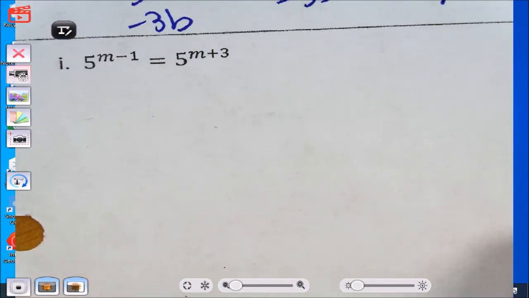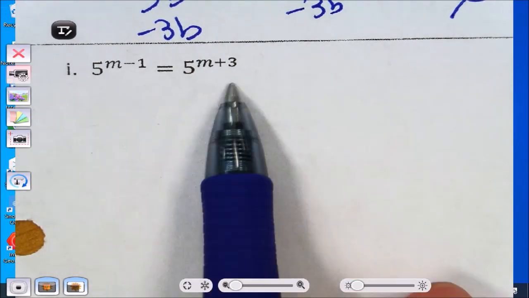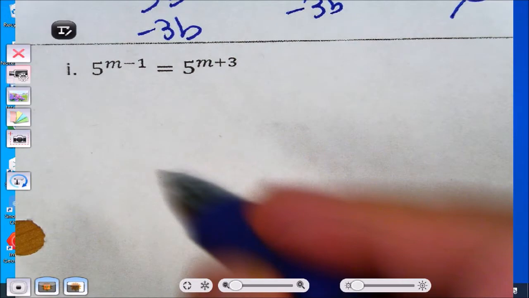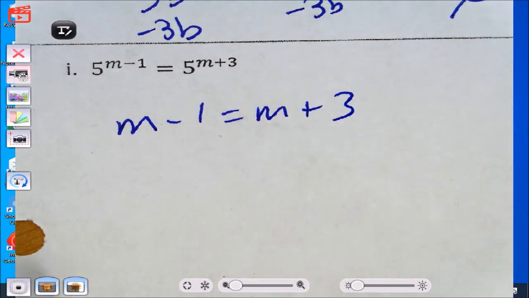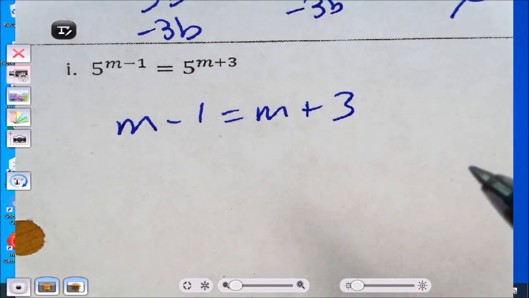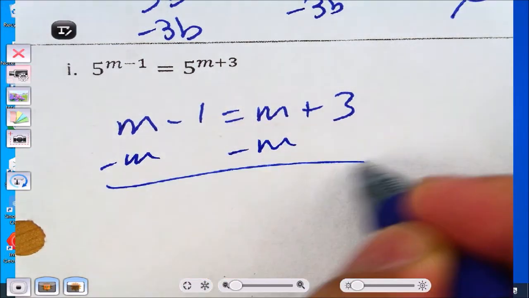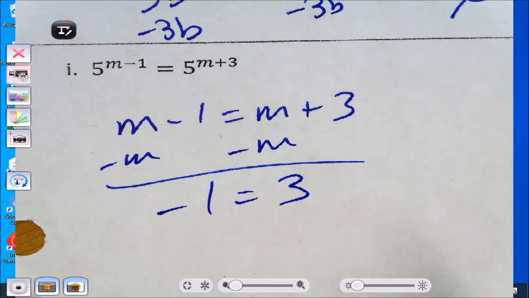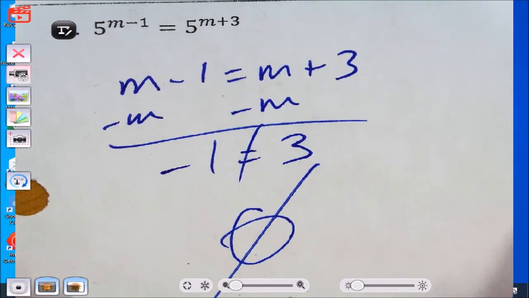Alright, I'm looking at I. Now, the bases are already the same. So that means I can set the exponents equal to each other. How do I solve that? M equals 2? Does m equal 2? Subtract the m from both sides. You get negative 1 equals 3. Oh. They're not the same. So it's another no solution problem.